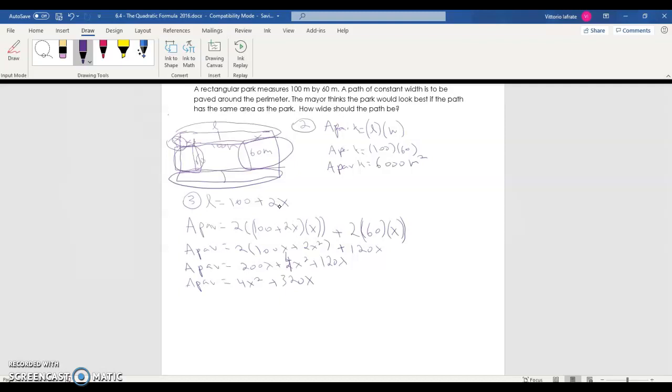But now what we know is that we want the area of the pavement to be equal to the area of the park. So we can make a better equation. We can say that the area of the pavement, which is 4x squared plus 320x, is going to be equal to the area of the park, which is 6,000. And so our goal is to find how wide the park should be. We want to find this x value. So what we can do is rewrite this as 4x squared plus 320x. Send this 6,000 to the other side by doing inverse operations, and you get negative 6,000. And so that's going to be 0.